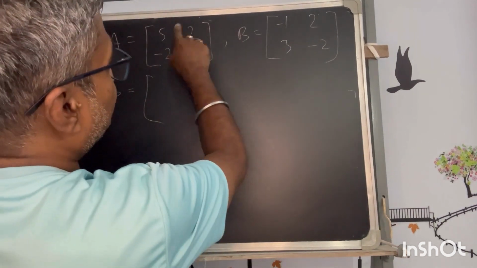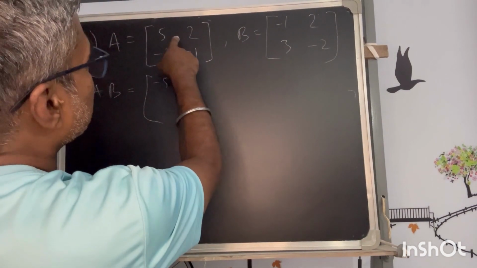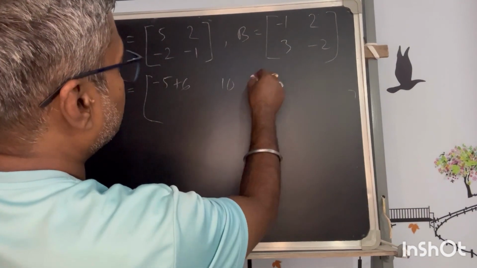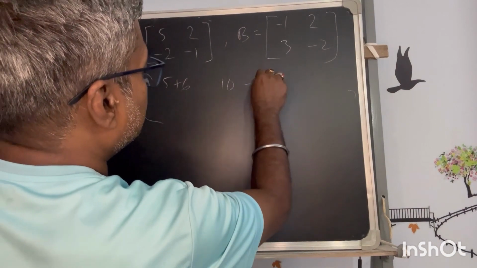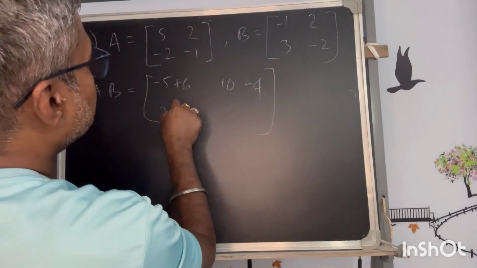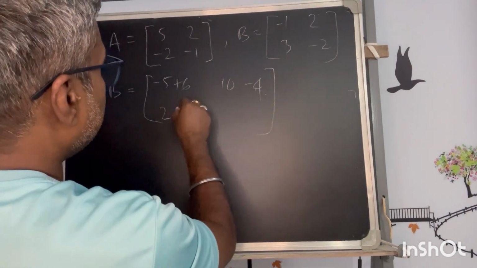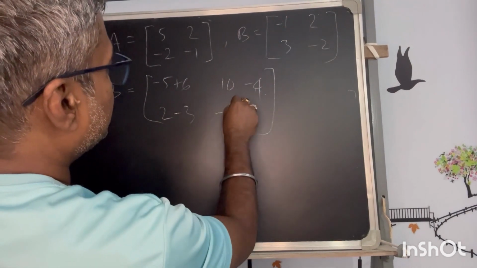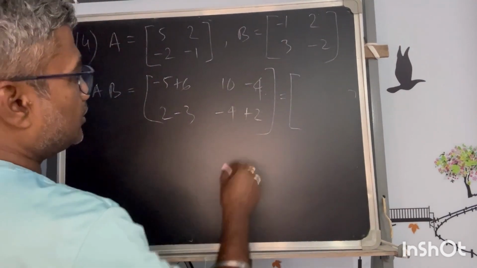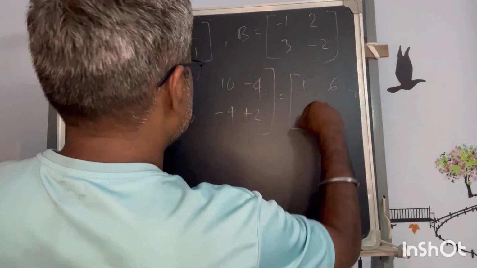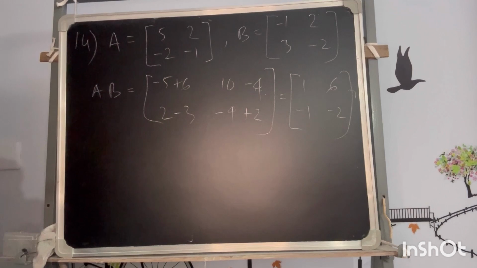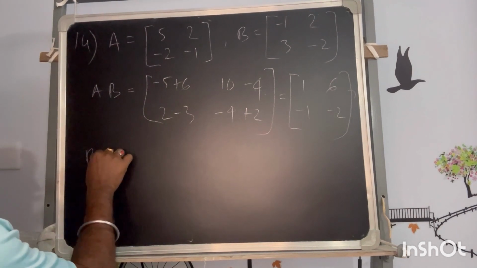5 into -1 is -5, 2 into 3 is 6, 5 into 2 is 10, 2 into -2 is -4. And the second line is 2 into -1 is -2, -2 into 3 is -6, 2 into 2 is 4, -2 into -2 is +4. So this is your [1, 6; -1, -2]. So this is AB, and we'll calculate BA.